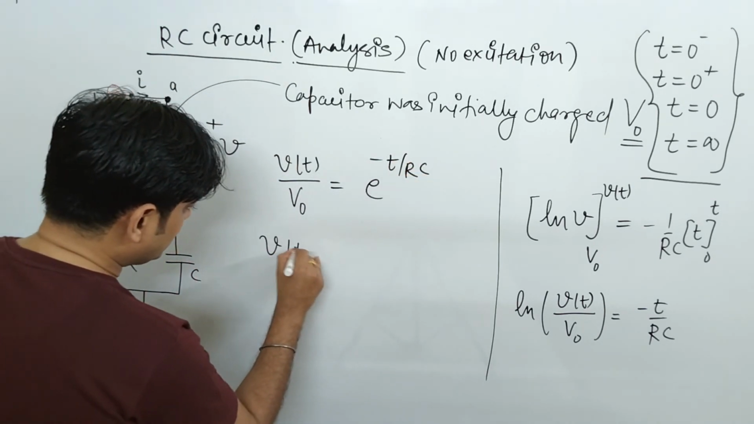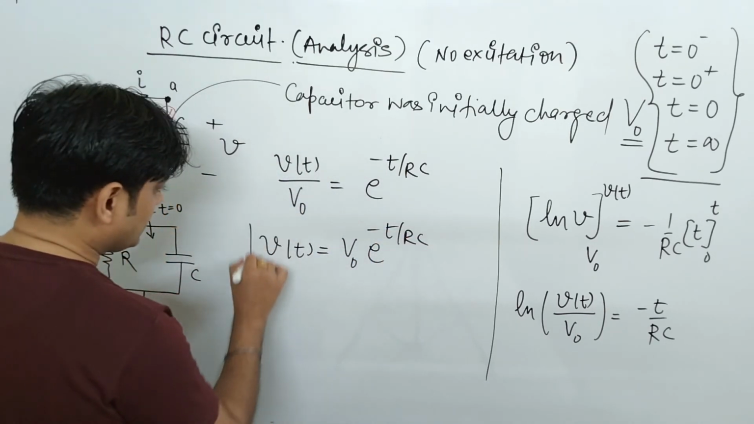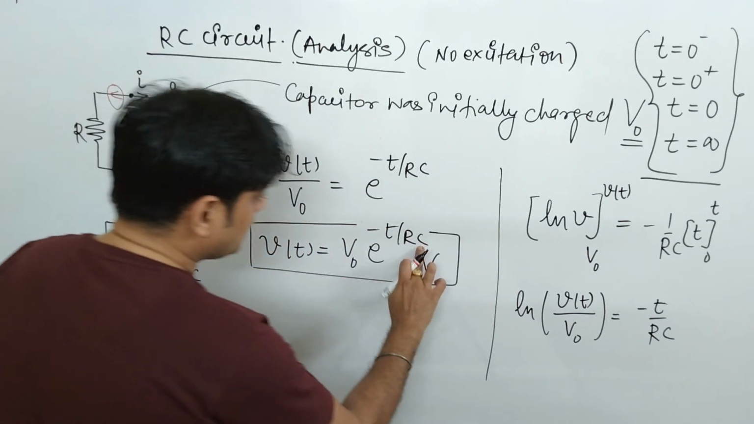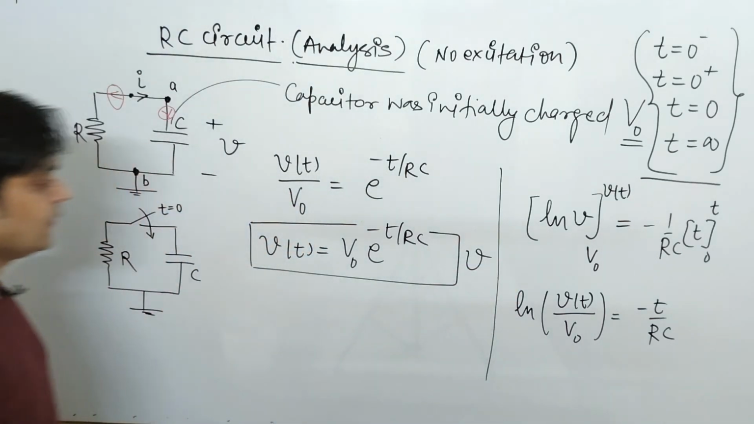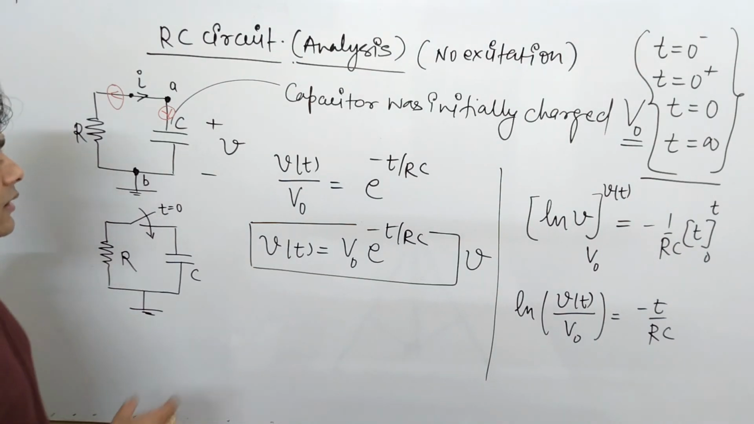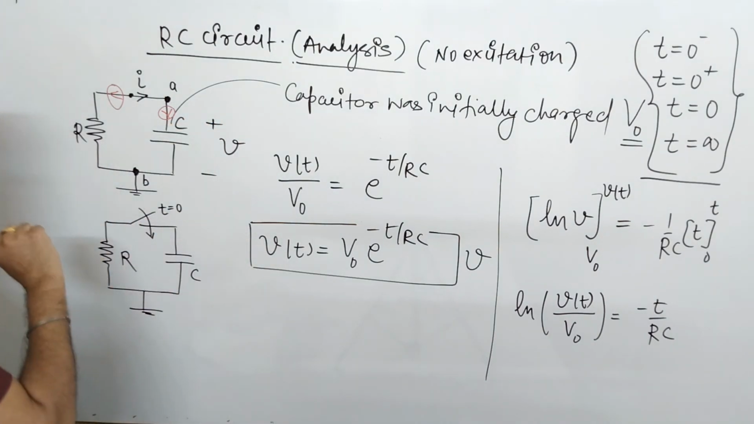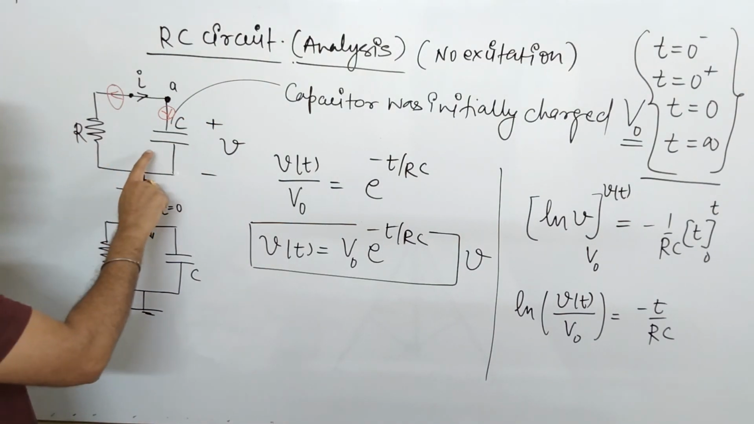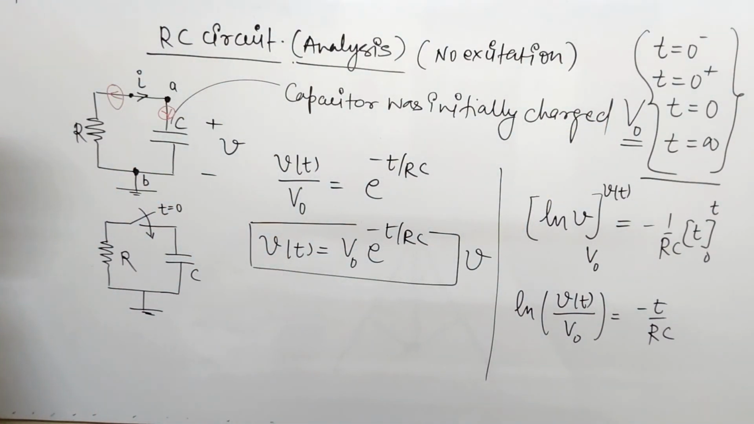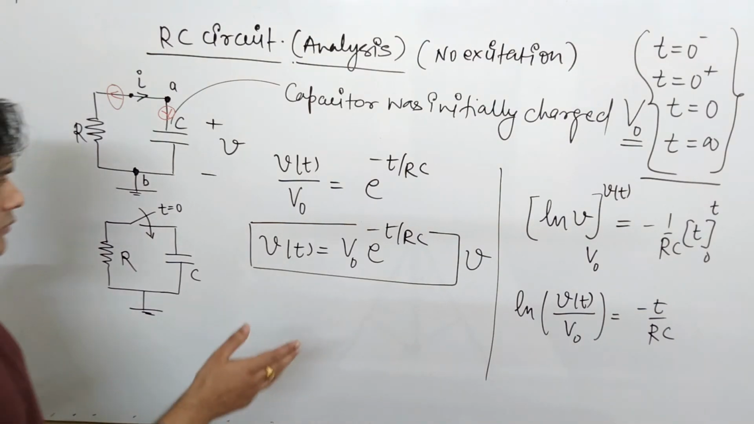From here you can say that the value of Vt comes to be V0 e to the power minus t by RC, in volts. So this is the voltage across the capacitor, Vt, that is V0 e to the power minus t by RC. Very important solution for the voltage across the capacitor in a circuit where no excitation is applied and the capacitor is initially charged by some voltage V0. Very important expression.